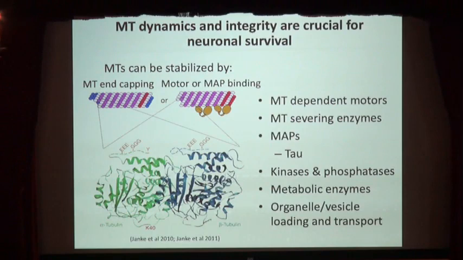So the combinatorial nature of these modifications give rise to a tubulin code, which regulates a variety of neuronal functions, such as the regulation of microtubule-dependent motors, microtubule-severing enzymes, MAPs such as tau, kinases and phosphatases, metabolic enzymes, and organelle or vesicle loading and transport.